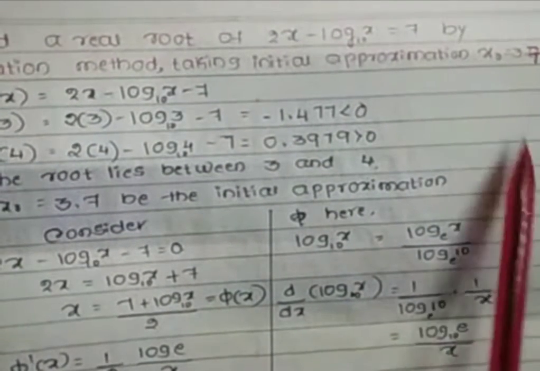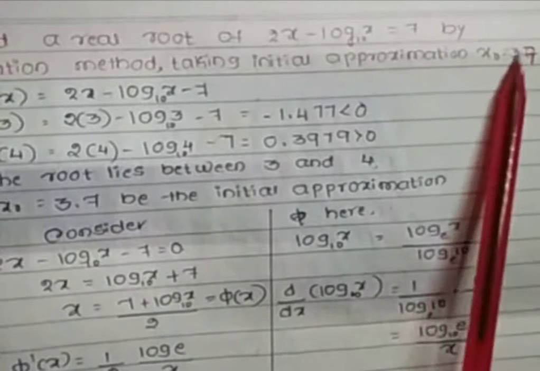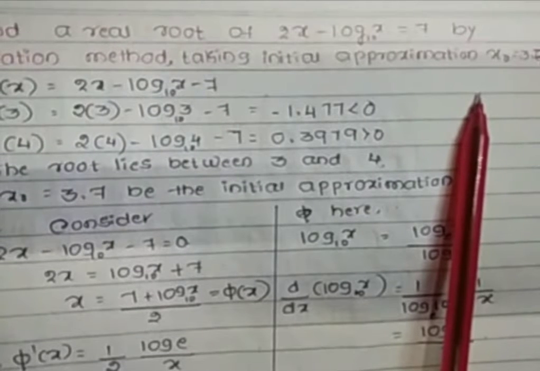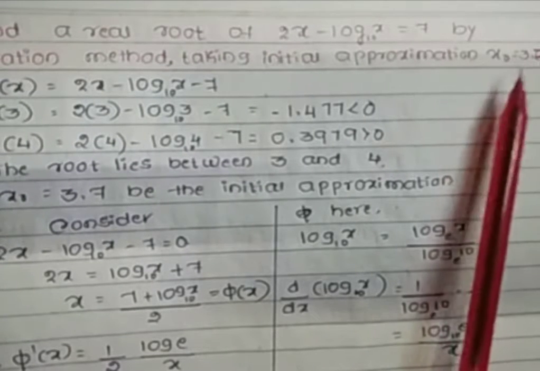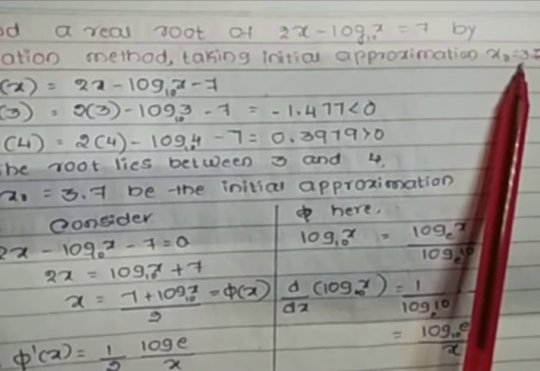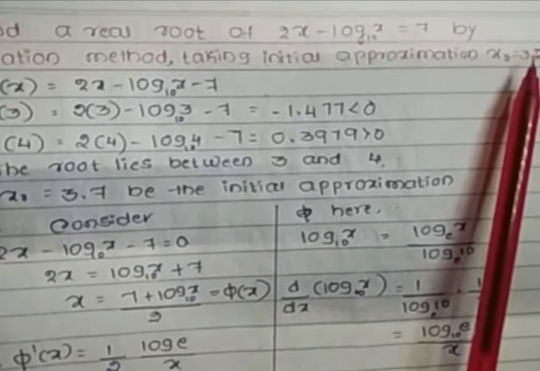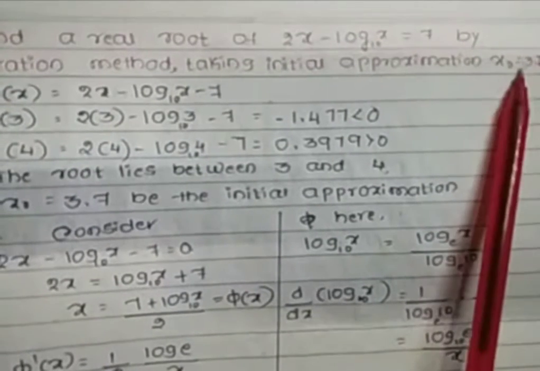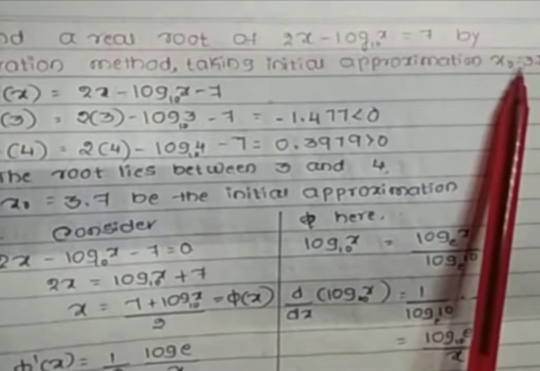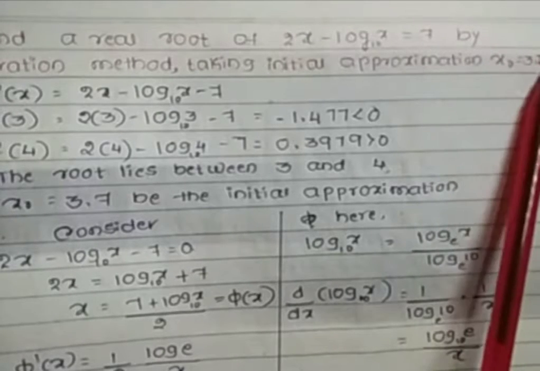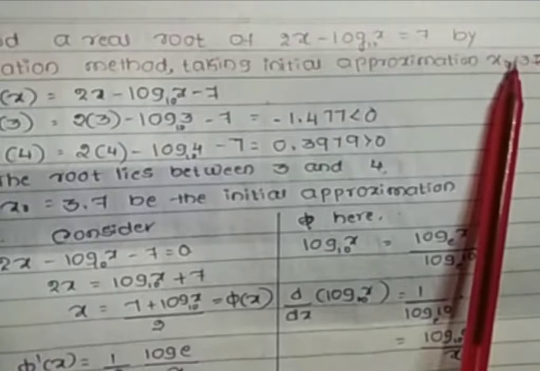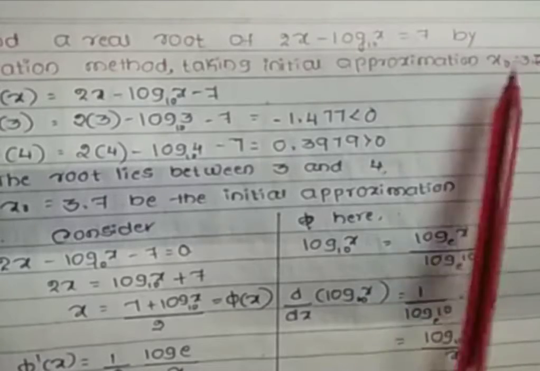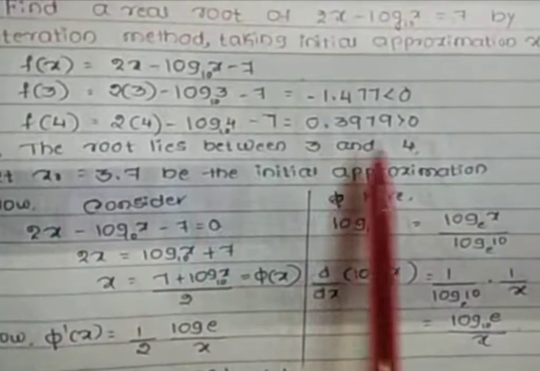And one more thing, based on this initial approximation value, that is 3.7, easily we can identify between which two numbers the root lies. Now here x naught is equal to 3.7. So any one of you can tell me, what about the root? 3.7 is between 3 and 4, right? Based on that, we can directly conclude here the root lies between 3 and 4.